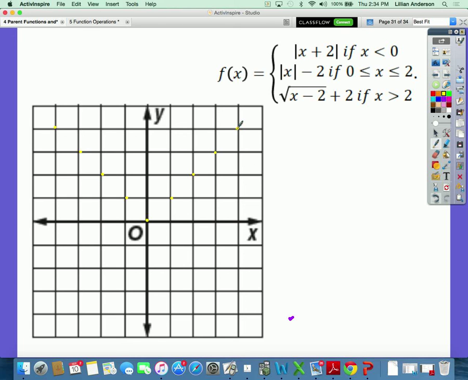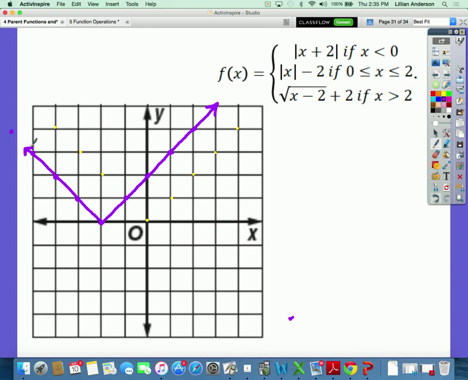But that plus 2 on the inside of the absolute value means what? It's going to the left 2. So every point moves to the left 2. Okay, that's what we just practiced graphing, right? So this is the function absolute value of x plus 2.